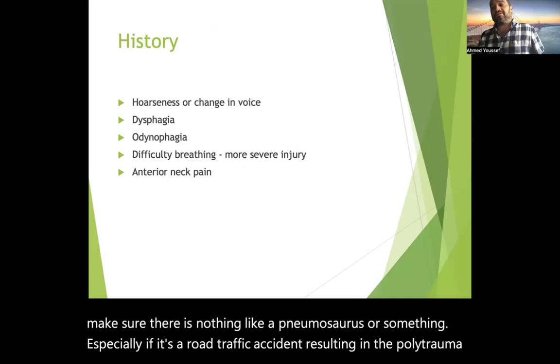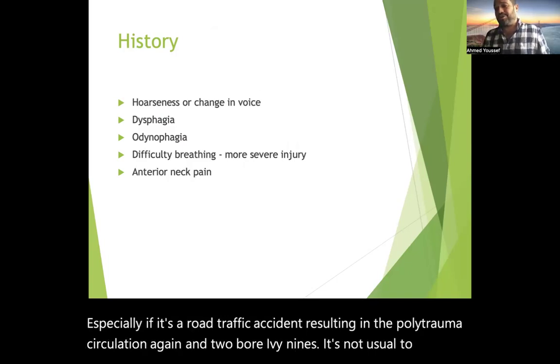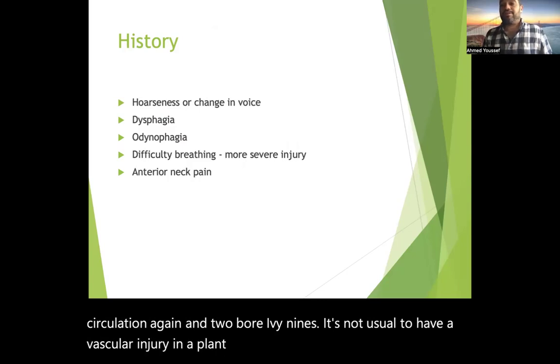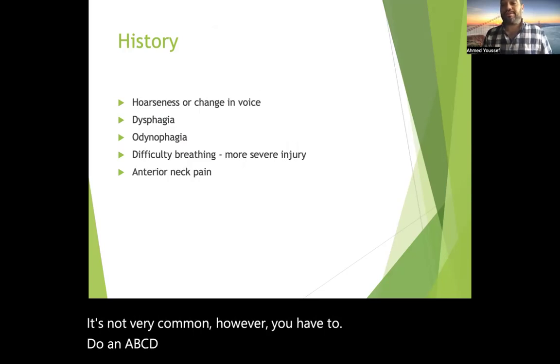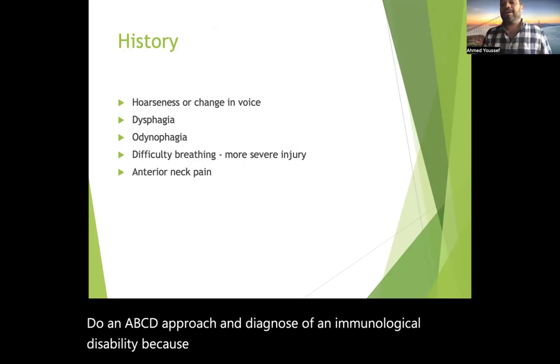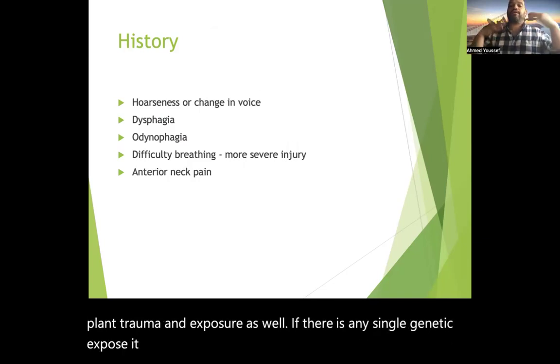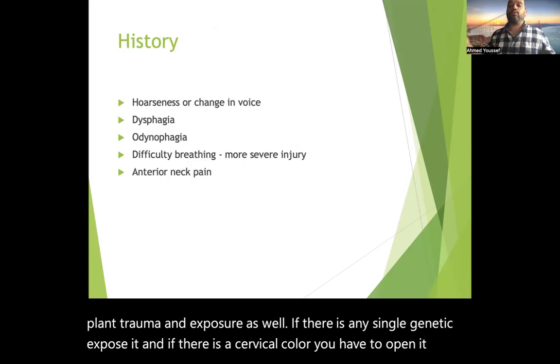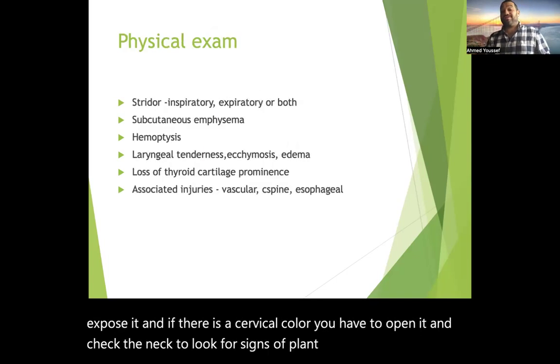Circulation again, two wide bore IVs. It's not usual to have a vascular injury in a blunt trauma. It's not very common. However, you have to do an ABCD approach and diagnose neurological disability, because sometimes it can be happening with a severe blunt trauma, and exposure as well. If there is anything on the neck, expose it. And if there is a cervical collar, you have to open it and check the neck to look for signs of blunt trauma. Physical examination is really key here.